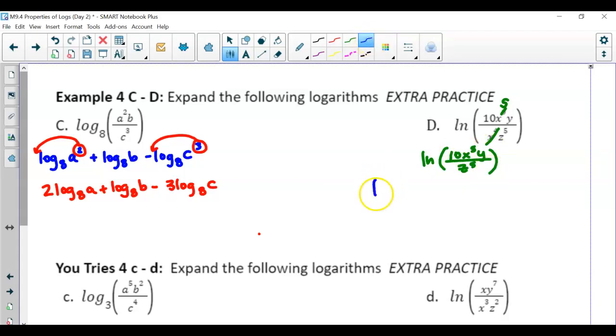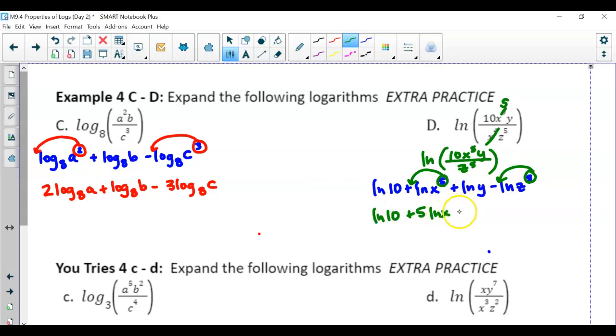So now to expand, I've got the natural log of 10 plus the natural log of x to the fifth, because we're multiplying. Ooh, I'm sorry, as I put even plus, or times, plus, and then plus natural log of y. Now we're dividing, so minus the natural log of z to the fifth. But now notice, again, our powers that need to be brought down to continue fully expanding as our coefficient. So natural log of 10 plus 5 times the natural log of x plus the natural log of y minus 5 times the natural log of z.